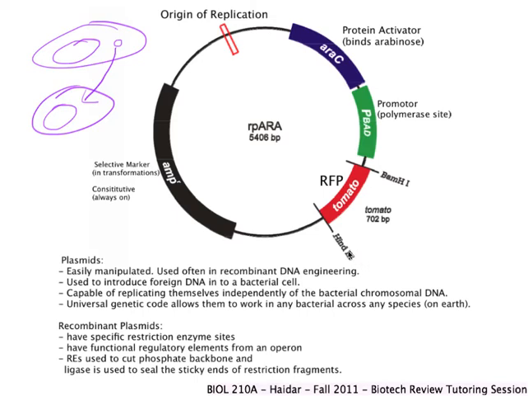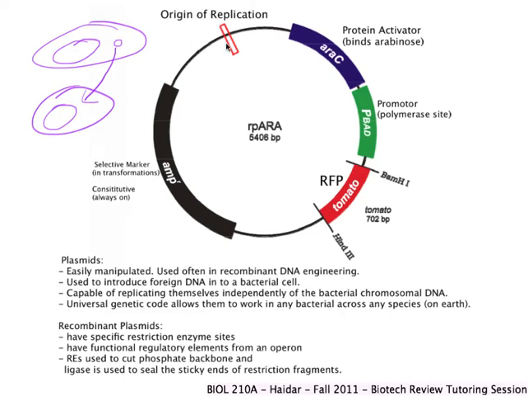Recombinant plasmids are useful for several reasons. We have here our recombinant plasmid, which has the arabinose operon in there, and what happens is arabinose, which is a sugar, will bind to RSC. RSC will kind of bend over and allow for RNA polymerase to get captured and placed onto this promoter region, and it'll go ahead and transcribe this tomato gene here, or the RFP. This red fluorescent protein will then be expressed.